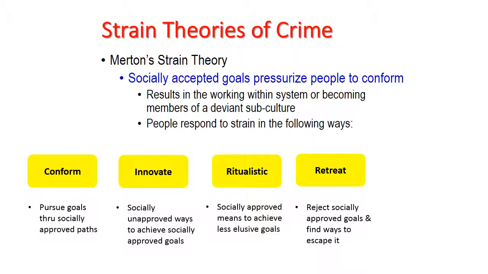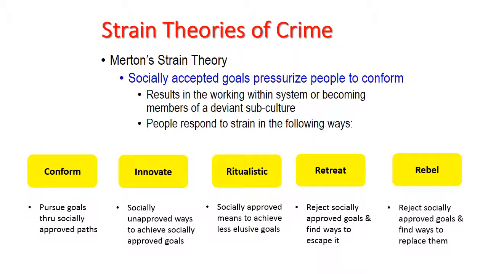These are the people who, when faced with the strain of roadblocks to legitimate means, instead of choosing to actually pursue these goals or try and achieve less elusive goals, they instead choose to relinquish these goals altogether and retreat from society, for example, by escaping through the use or abuse of drugs and alcohol.